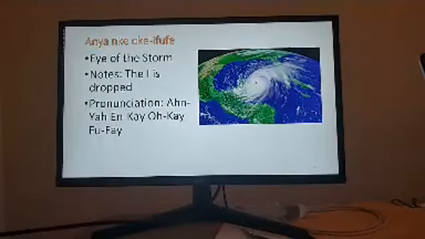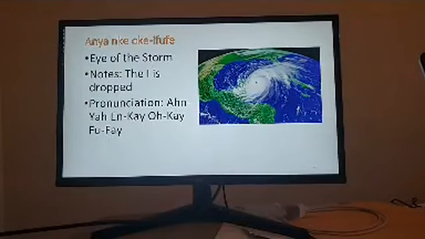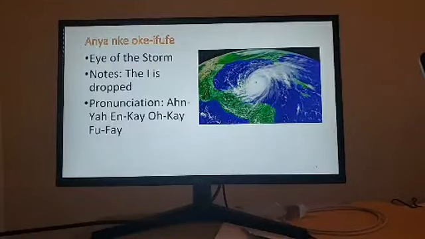Okay, eye of the storm, of course, a very dangerous position to be in, and very destructive if it makes landfall. This is one where you do have to drop a vowel. Remember, sometimes when you're combining words, just like in English, when you say don't, you're really saying do not, but you're getting rid of some of the letters. The same thing happens in this situation. You're going to drop that I that's in the last word there. And so you will pronounce it as Anya inke oke-ifufe.